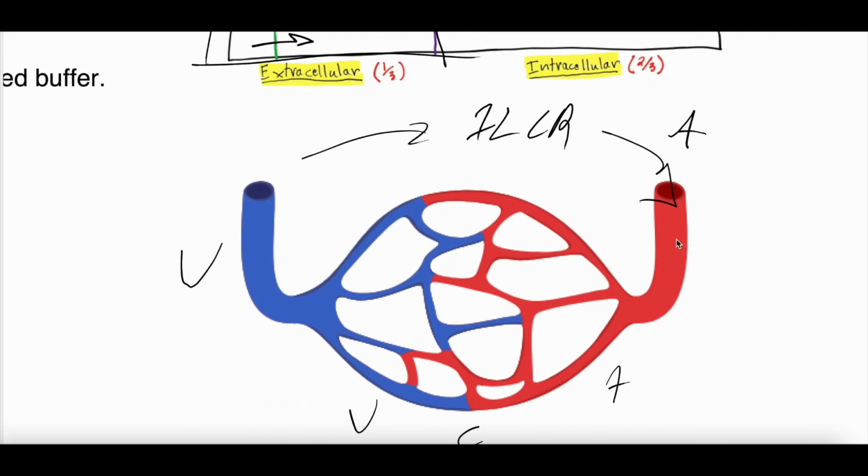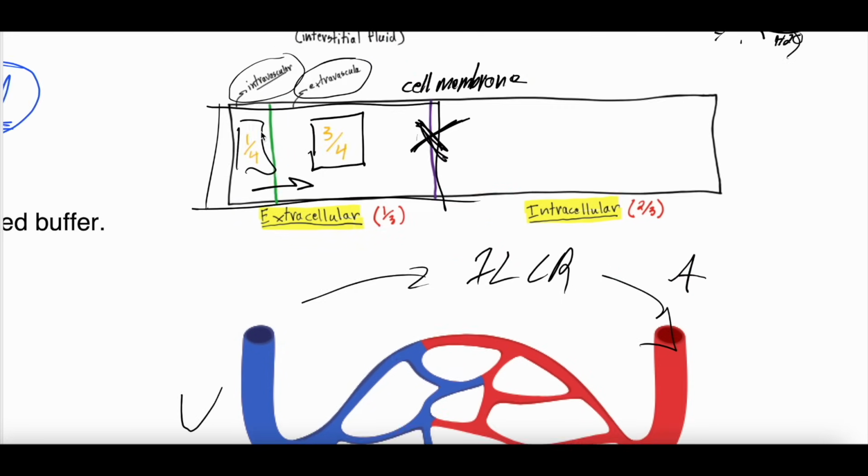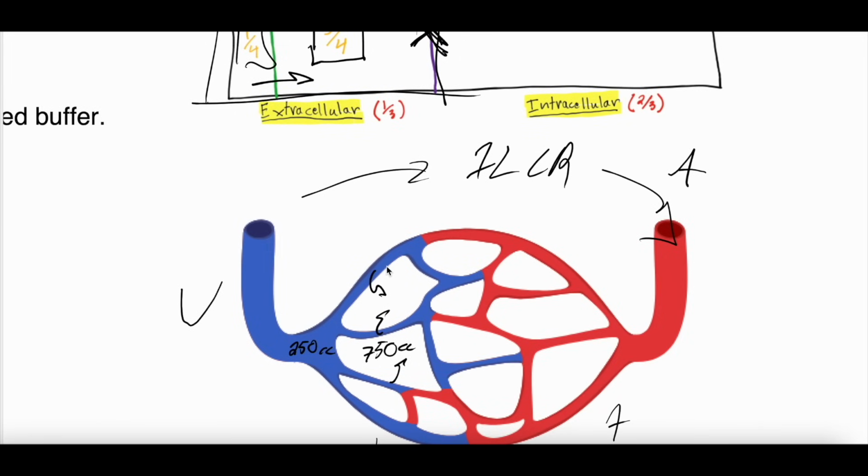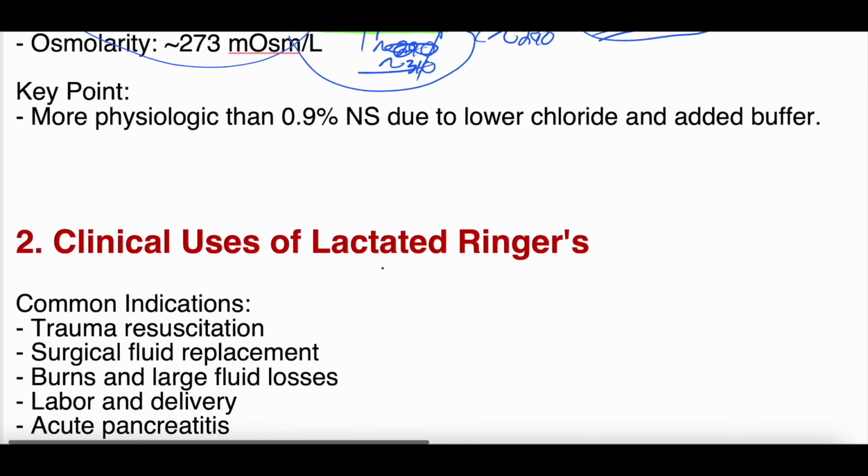So when you give 1 liter of lactated ringers, 25%, right, 1/4, or 250 cc's will stay intravascular. And the other 750 cc's will travel out into the interstitium. So 750 cc's will travel extravascular. All right, just to give you some context about how much stays in the blood vessels.